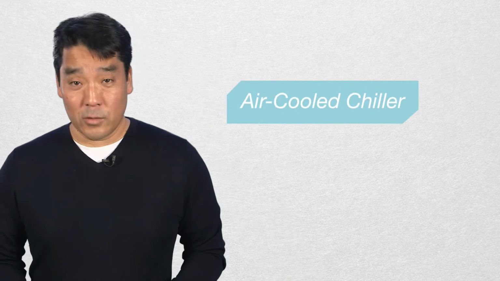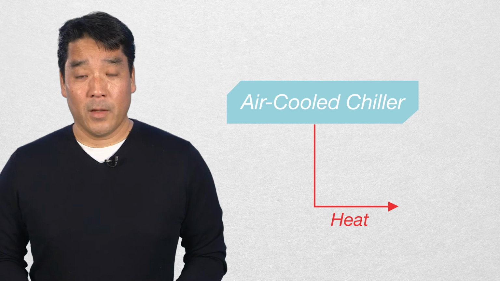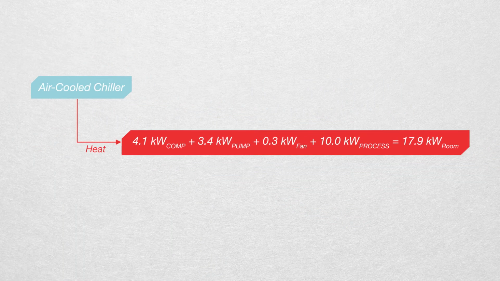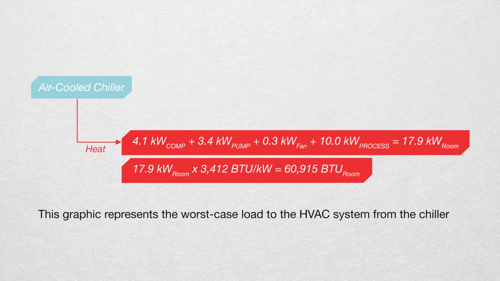Because this is an air-cooled chiller, all of the electrical power used is converted to heat and ends up in the room. To complete the room heat load calculation, the application process heat is added to this calculation. For this example, add the full 10 kilowatts for a total heat load from the air-cooled chiller to the room of 17.9 kilowatts, or 60,915 BTUs. This graphic represents the worst-case load to the HVAC system from the chiller under this process load.